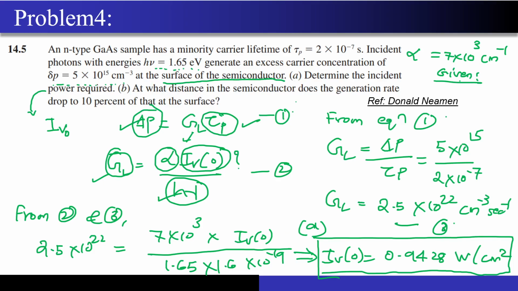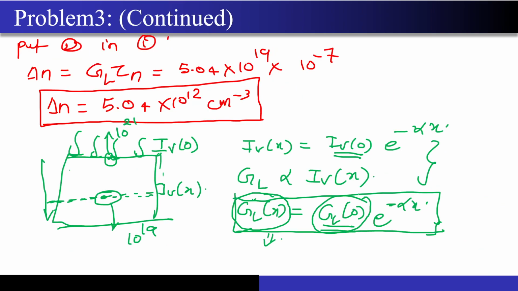At what distance in the semiconductor does the generation rate drop to 10% of that at the surface? And this is why I gave you this analogy, right? The generation rate will drop exponentially. In the last numerical itself we have derived it, right? Since GL is directly proportional to the IV, even the generation rate will drop exponentially as you go deep inside the semiconductor material, right? So I will use this formula to solve this question now.